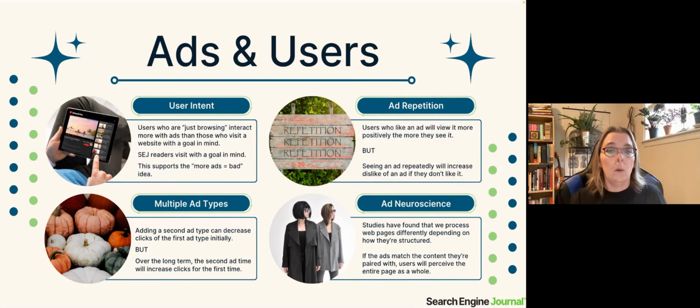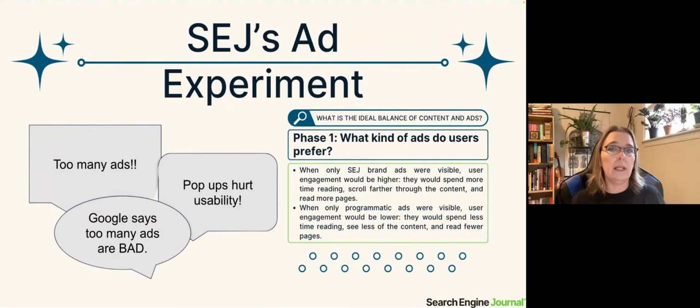So with that in mind, it was time to come up with our own experiment. First, we needed to know what kind of ads our readers prefer. We hypothesized that our readers only want to see SEJ brand ads that would make them happier because it matches our content. And as a result, they would spend more time reading and read more pages. But we hypothesized that if we only served programmatic ads, our readers would spend less time on the site because the ads don't match the content, right? They match your previous browsing behaviors.